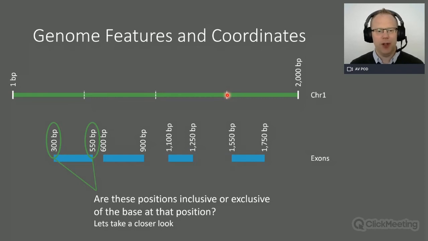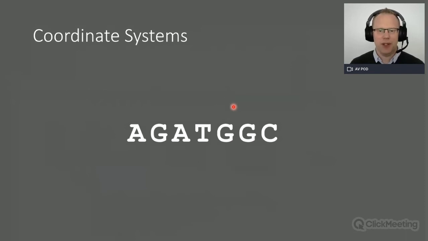One thing to bear in mind at this point is when we're talking about the start and end coordinates, are these positions inclusive or exclusive of the position of the base at that given position? The reason this is important is because there's multiple coordinate systems that can be used for describing coordinates in a genome. So let's take a closer look at that. With this particular example, we're just looking at a mock sequence here, 7 bases long, and in the middle here is a start codon ATG. And we want to describe the location of this ATG codon within this 7 base sequence.